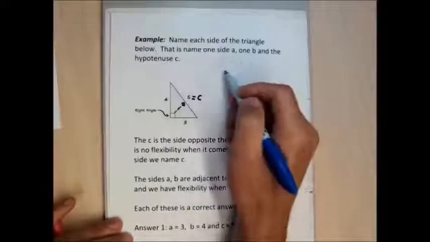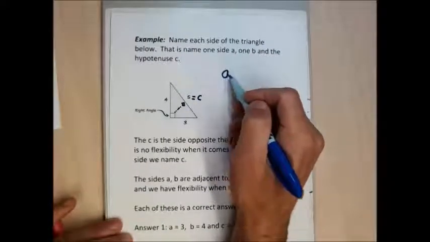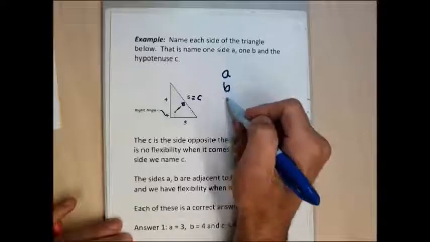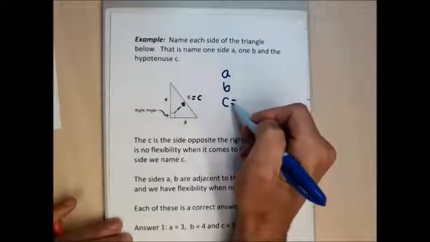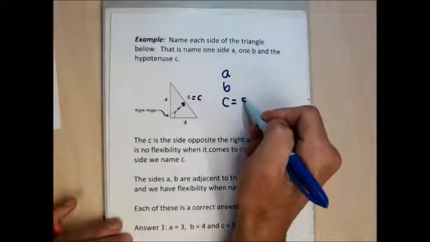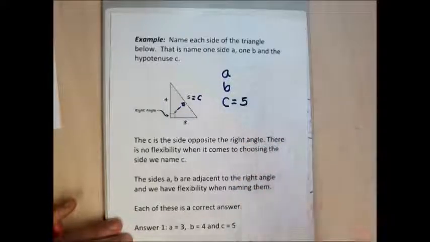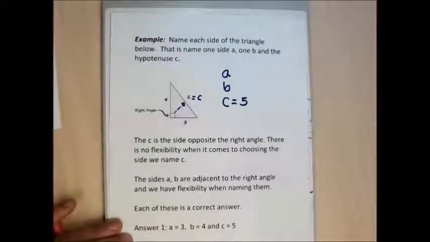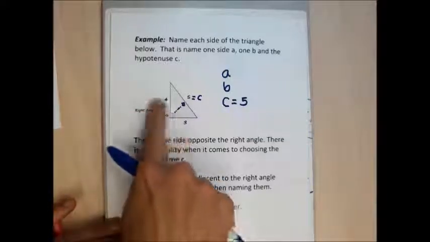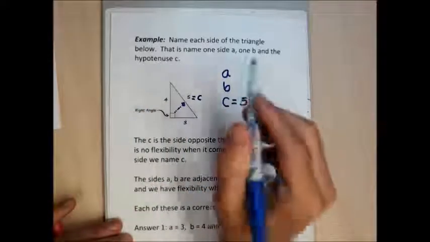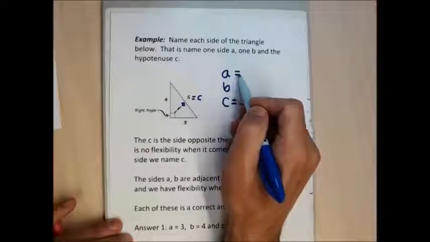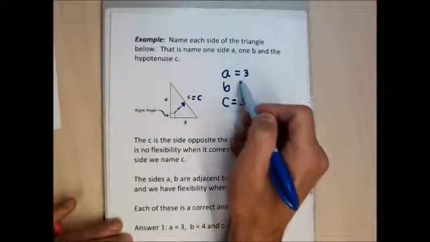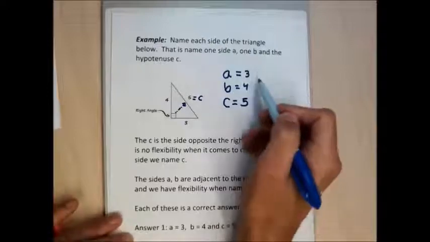So the instructions here said label one side A, one side B, and one side C. I'm going to say the C has to be 5. And it would be nice if this triangle had units on it, like 5 inches or 5 centimeters, but it doesn't. So I'm just going to say the C is equal to 5. And then the 3 and the 4 are interchangeable for A and B. It would be completely fine to say A is equal to 3 and B is equal to 4.